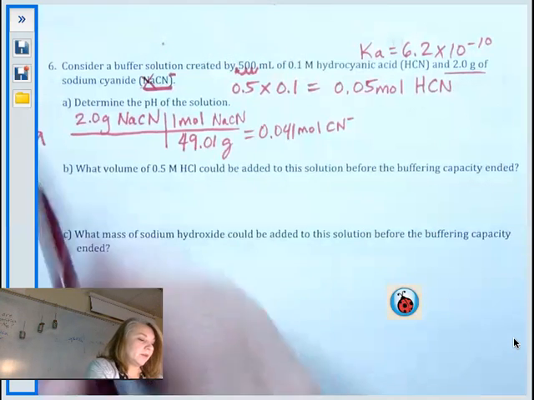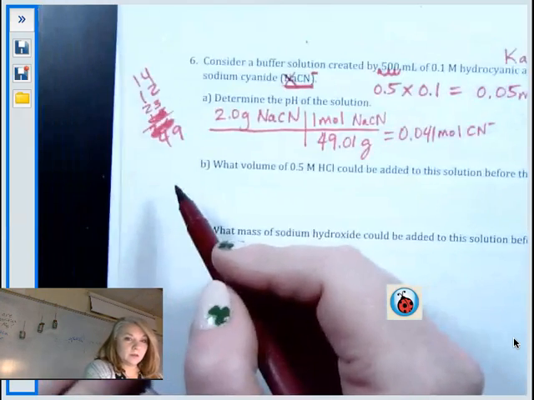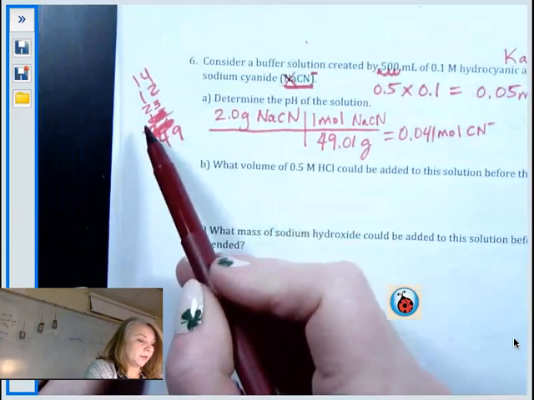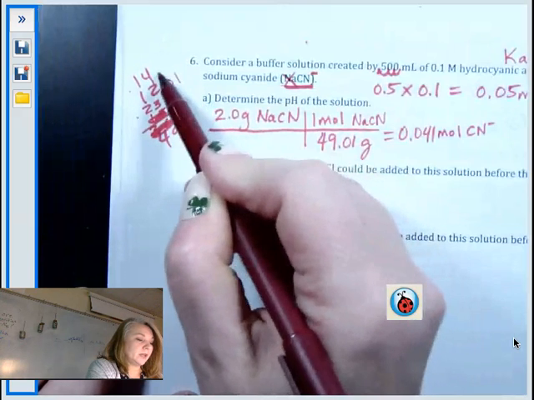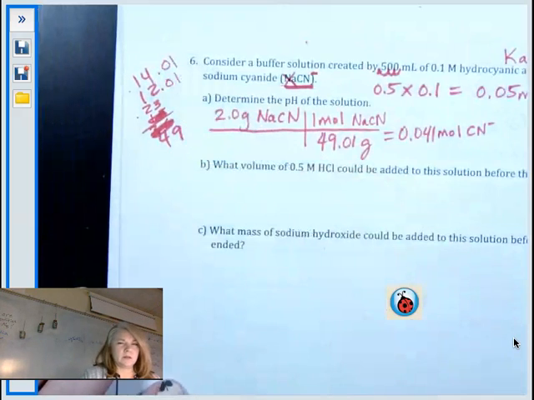49.01. We had 23 from the sodium, 12 from the carbon and 14 from the nitrogen. And it's actually 12.01, 14.01. Yeah, 22.9898. Yeah, gotcha. Okay. You good now?